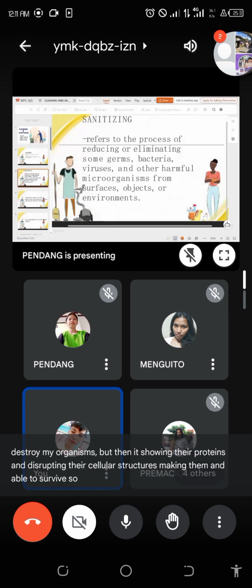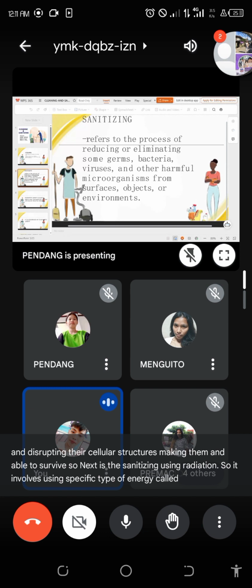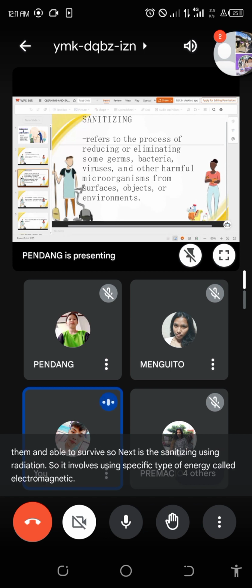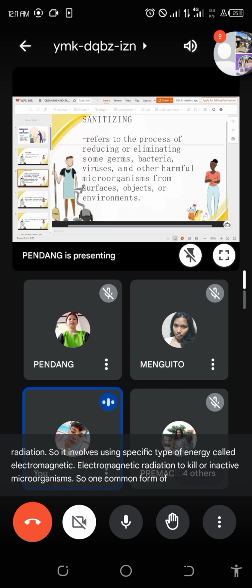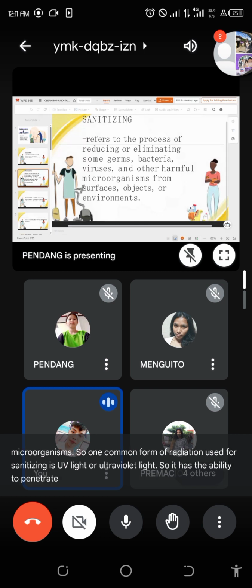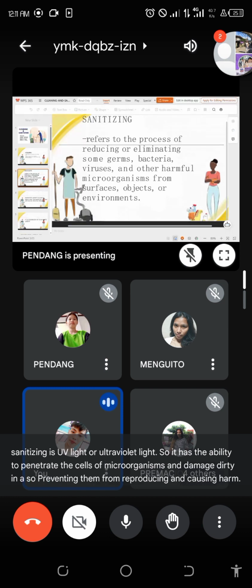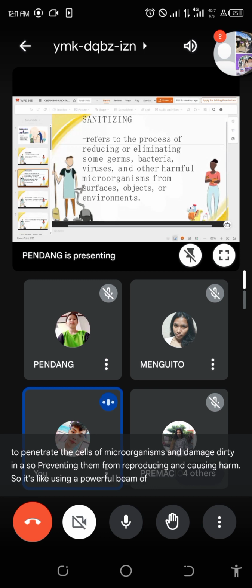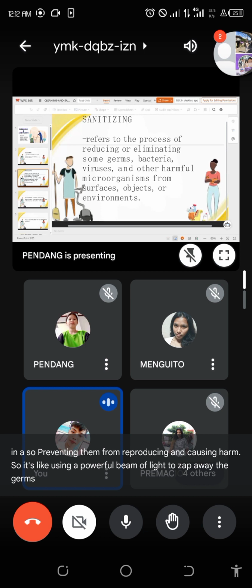So, next is sanitizing using radiation. It involves using a specific type of energy called electromagnetic radiation to kill or inactivate microorganisms. One common form of radiation used for sanitizing is UV light, or ultraviolet light. It has the ability to penetrate the cells of microorganisms and damage their DNA, preventing them from reproducing and causing harm. It's like using a powerful beam of light to zap away the germs and make the environment cleaner and safer.